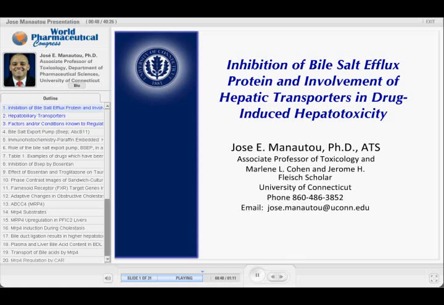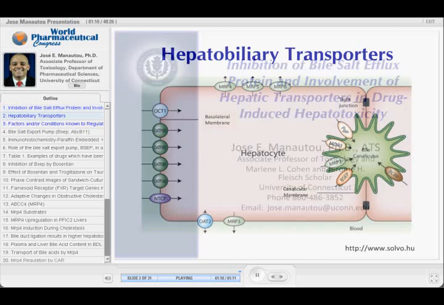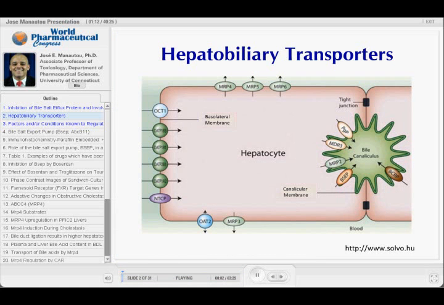So what I'm going to do today is to switch gears a little bit and talk about models of drug-induced hepatotoxicity due to inhibition of bile acid elimination, biliary excretion rather, of bile acids by inhibiting BSEP, which is known as the bile salt efflux transport protein. Okay? So to give you an orientation about these transporters, I think some of this information is familiar to some of you.